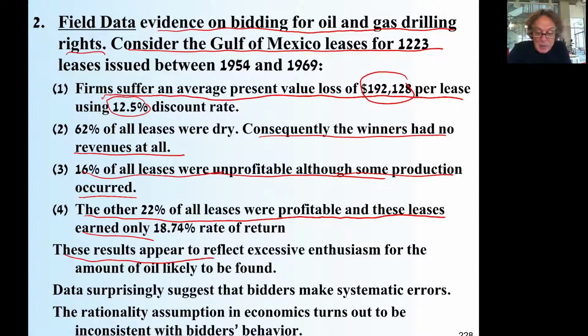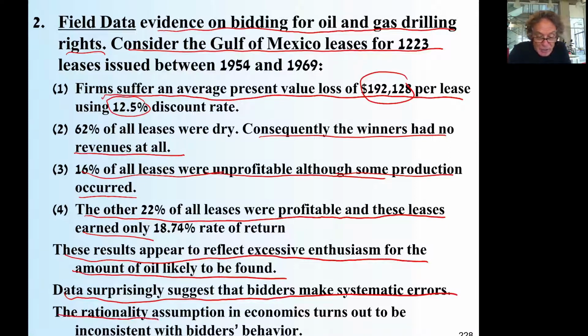This result appeared to reflect excessive enthusiasm for the amount of oil likely to be found. You believe that there is much more there than there actually is, and the data surprisingly suggest that bidders make systematic errors. The rationality assumption in economics turns out to be inconsistent with bidder behavior in this case.